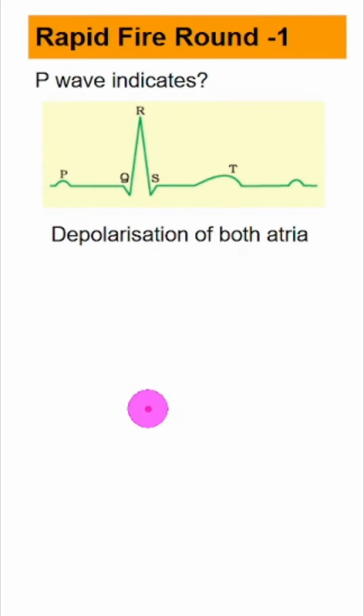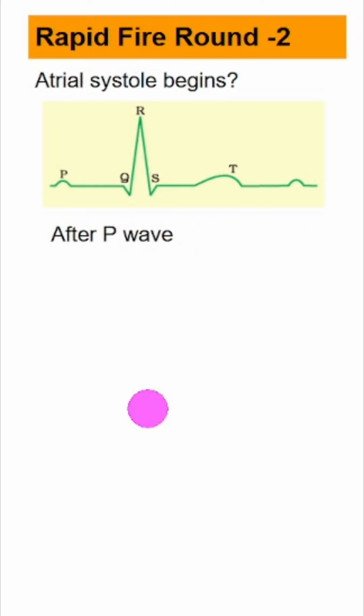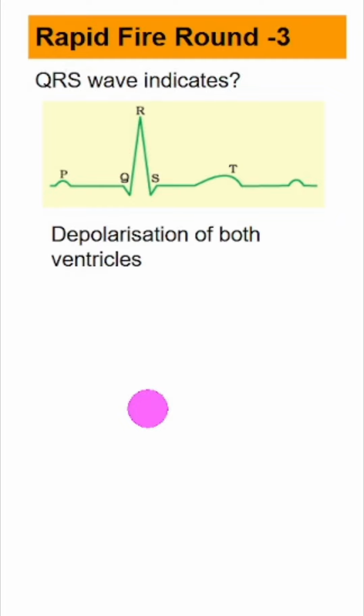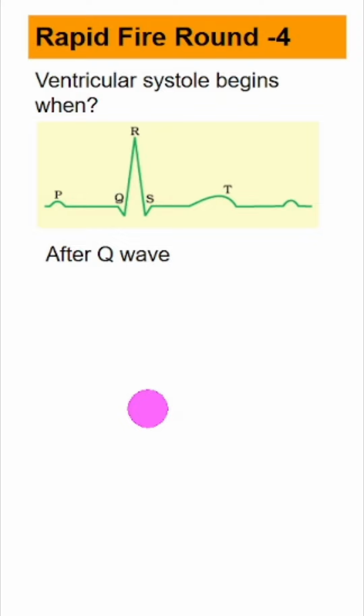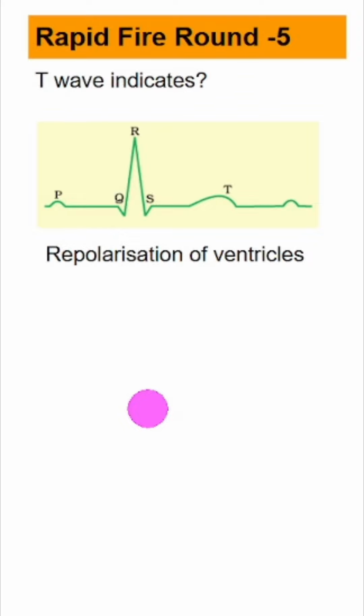So let's quickly revise it. P wave indicates depolarization of both atria. Atrial systole begins after P wave. QRS wave indicates depolarization of both ventricles. Ventricular systole begins after Q wave. T wave indicates repolarization of ventricles.